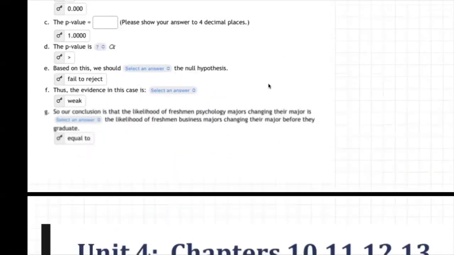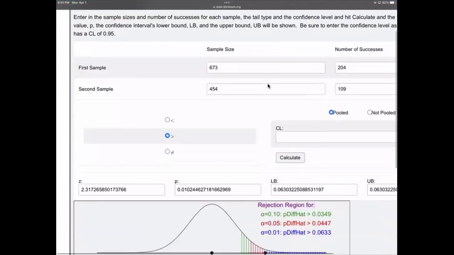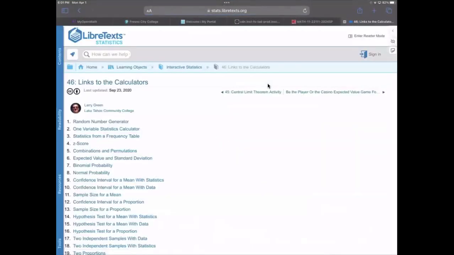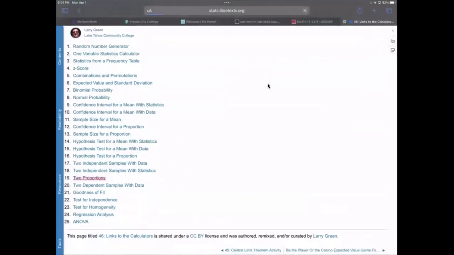We already saw where we're going. It says right there, online calculator two proportions. So let's go there. Oh yeah, let me clear this example. And so here I am, I'm on the calculator. So where is the two proportions? Come on down, it's number 19. See it down there, number 19, two proportions. Click on that. It opens up.